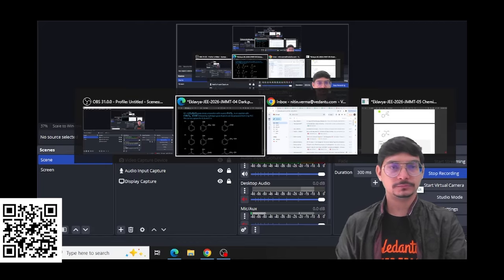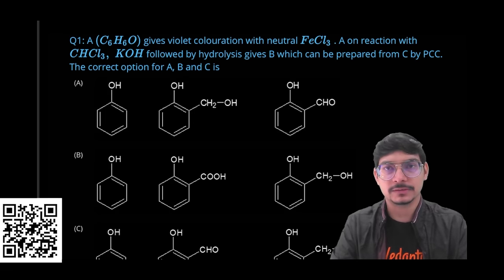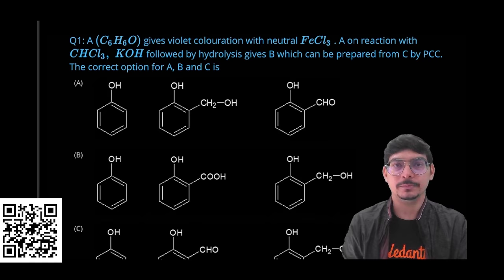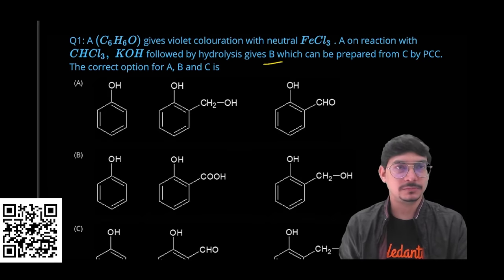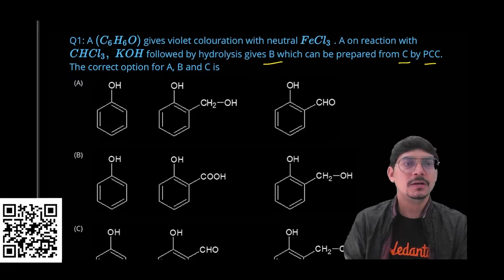Thank you. Hi everyone. In this question, we are given a compound A which has the molecular formula of C6H6O and it gives violet coloration with neutral ferric chloride test. This compound on reaction with chloroform and KOH followed by hydrolysis gives another compound B, which can be prepared from another compound C by reaction with PCC, pyridinium chlorochromate, which is a moderately strong oxidizing agent. We have to find out the correct option for A, B and C.